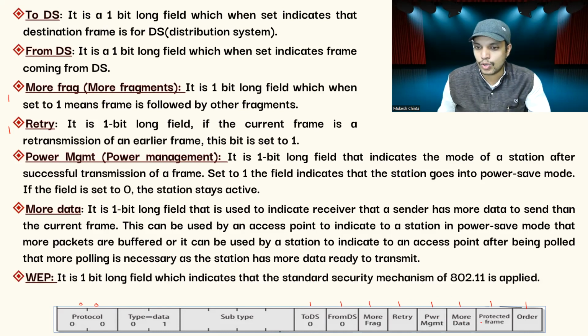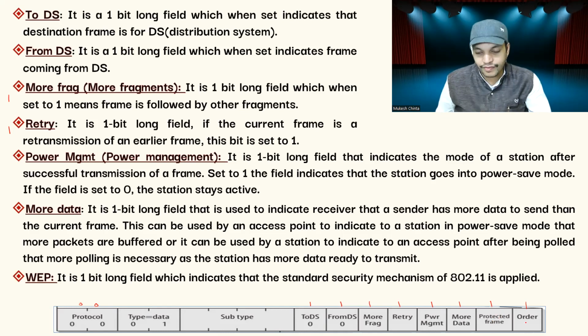This protected bit is also called the WEP bit, which stands for wired equivalent privacy. Once again, if it is set, then you are indicating to the receiver that WEP is used. The standard security mechanism of 802.11 is applied for this particular frame. If it is 0, then no protection is applied for this frame. So if it is set to 1, you are conveying that security has been applied and WEP has been implemented. If it is a 0, you are conveying that there is no protection implemented for this particular frame.